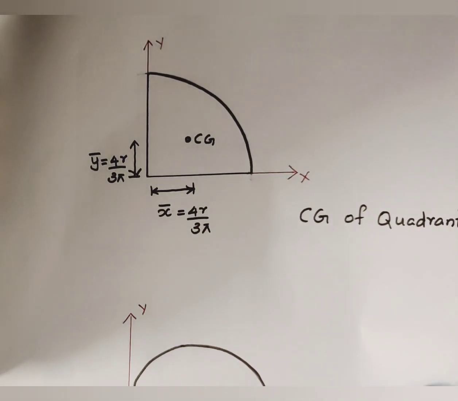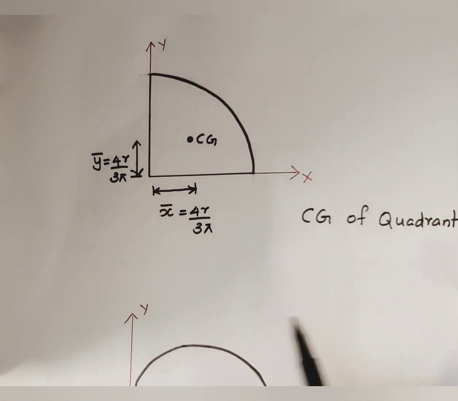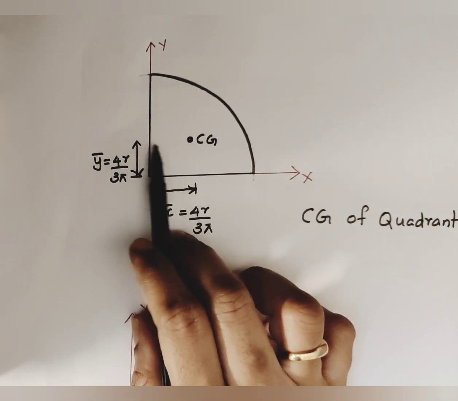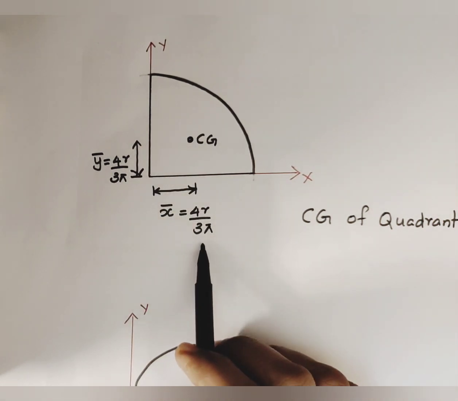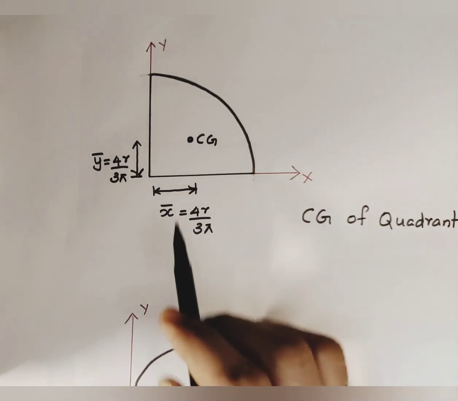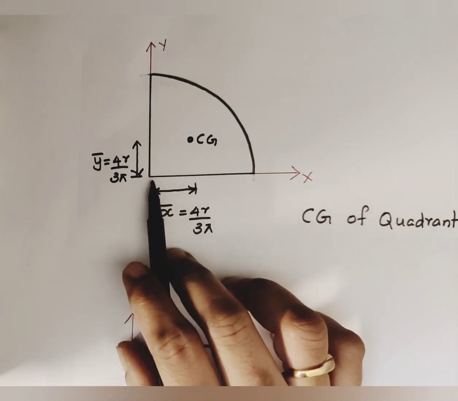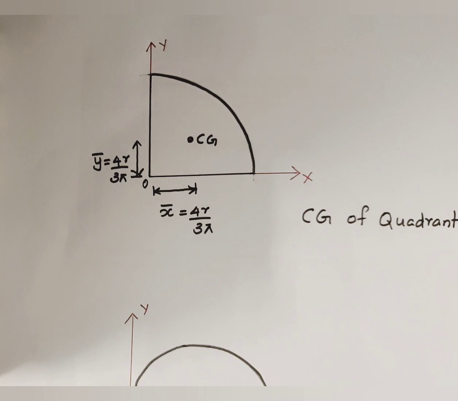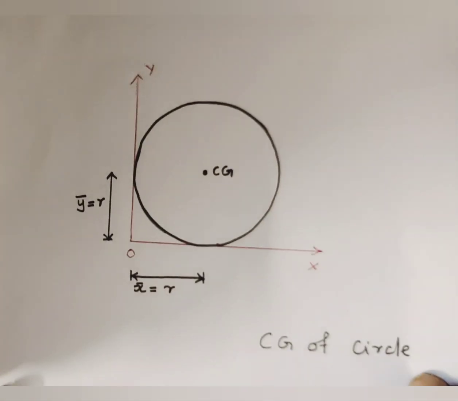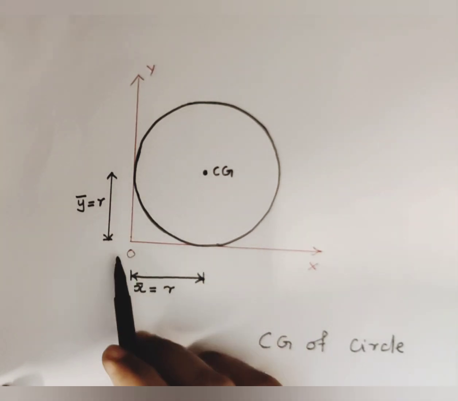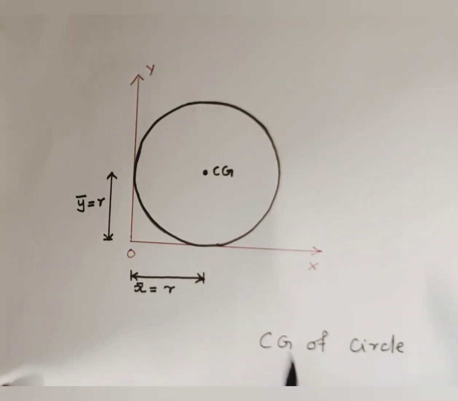Next is a quadrant. For the quadrant, the x coordinate, that is the distance from the OY axis to the centroid, is 4r by 3 pi, where r is the radius of the quadrant. The y coordinate, with respect to the OX axis, is also 4r by 3 pi. And for the circle, with respect to the OY axis, the x coordinate is r and the y coordinate is also r, where r represents the radius of the circle.